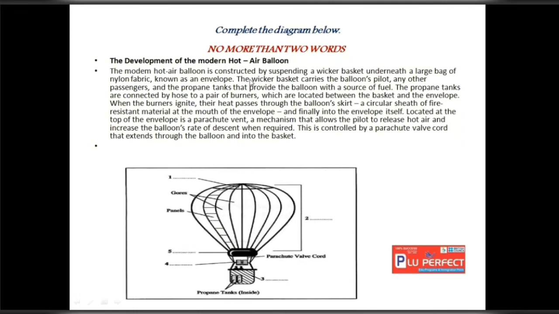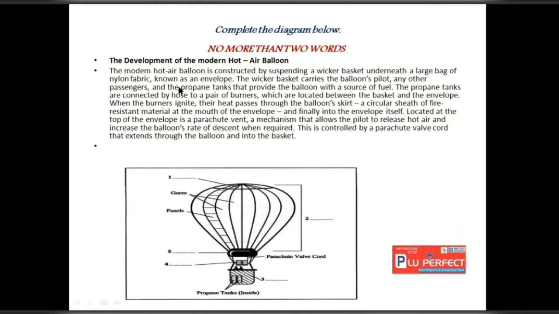Okay, then the wicker basket carries the balloon's pilot. So this is the basket and it's carrying the balloon pilot. As you can see, people over here and any other passenger. So yes, there are two people. So one could be pilot, another person could be passenger. And the propane tanks, which are inside the wicker basket, provide the balloon with a source of fuel. They are providing fuel to the balloon.